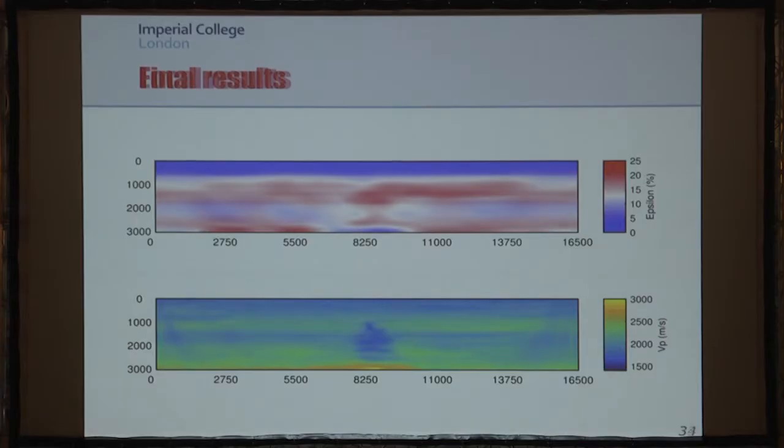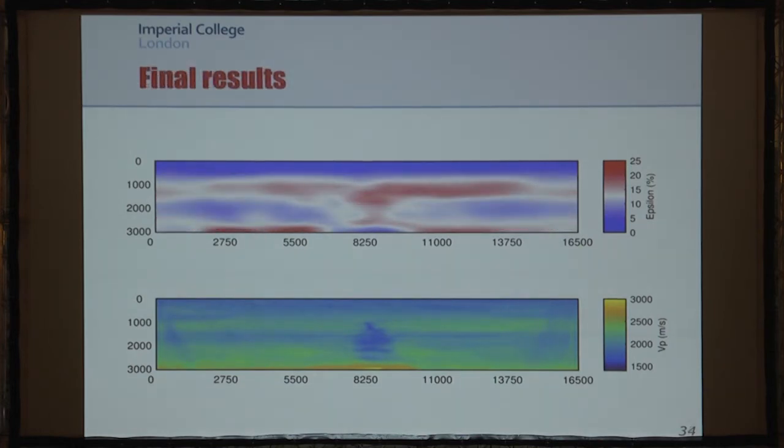So we look at the velocities that were inverted as well. This is the local-only result, and this is the global then local result. If I flip between the two, there are only very subtle differences in the velocity, although there's quite large contrast in the epsilon.